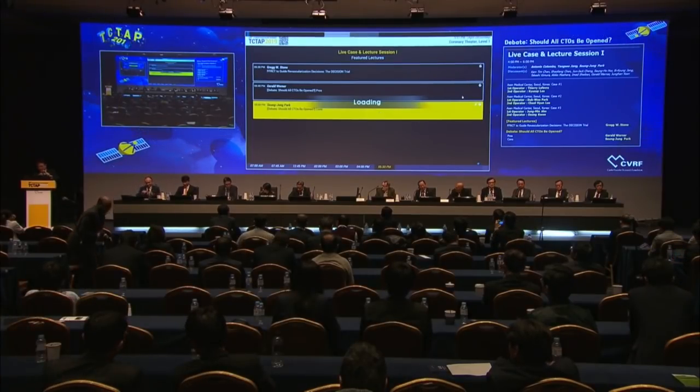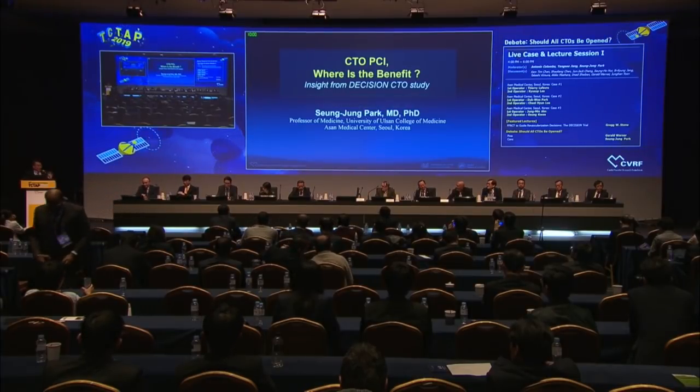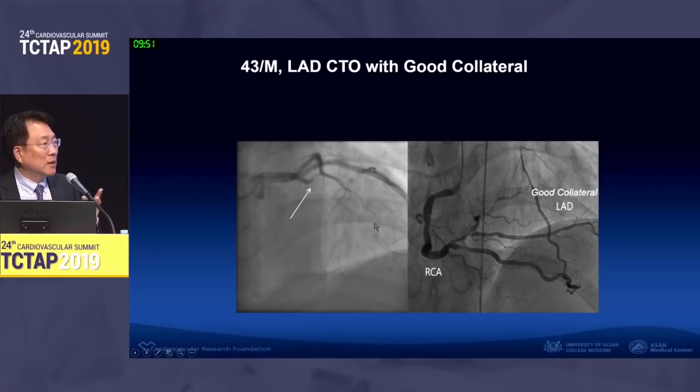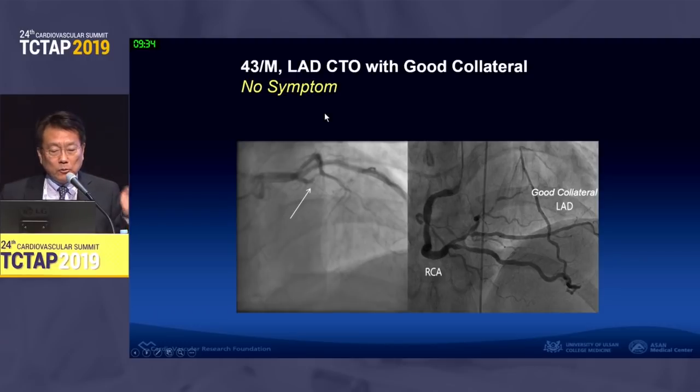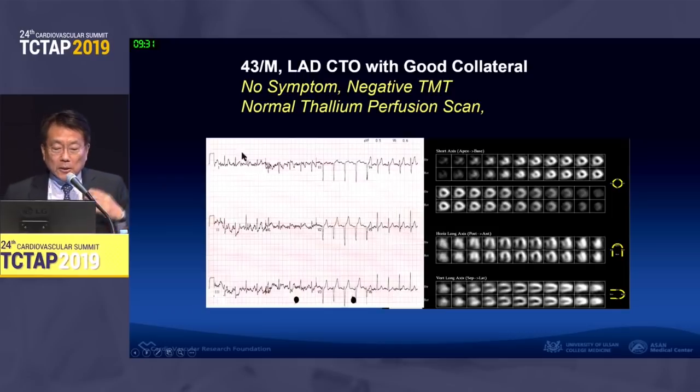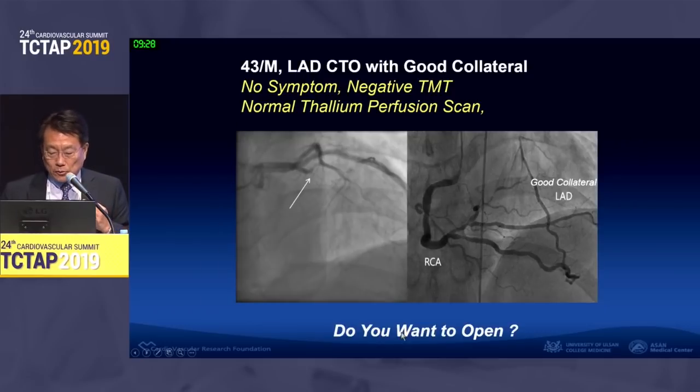All right. Thank you. In terms of the last slide, actually, we are the same, right? However, you've shown case examples with 2 CTOs. However, I would like to focus on the single CTO lesions. Look at that. Very young, LAD total occlusion, good collaterals from the right coronary artery, actually no symptoms. Very surprisingly, normal saline perfusion SPECT, no ischemia. I don't want to open this.